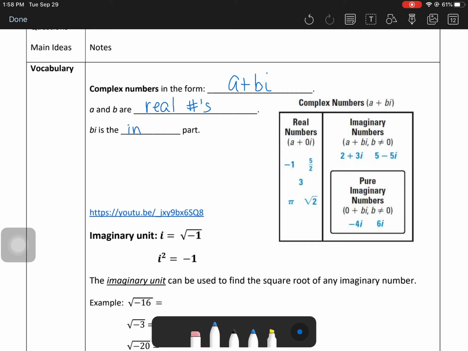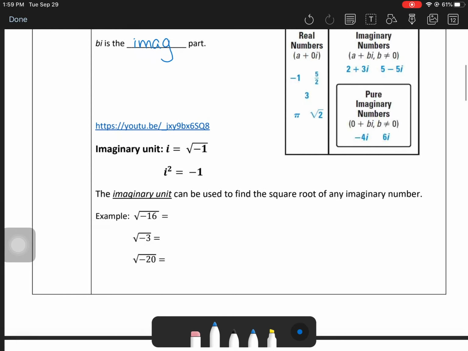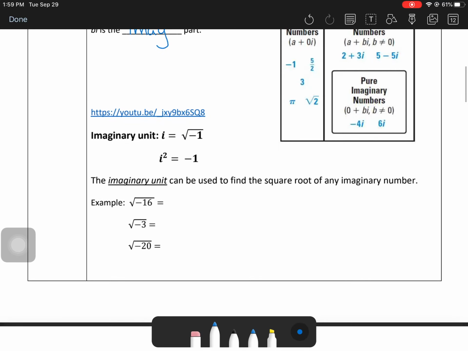B is the imaginary part, bi. Actually, it's mostly the i that is the imaginary, but when the b is attached to it, it makes the whole part imaginary. There's really only two things that you need to know. The imaginary unit, the i, is the square root of -1.